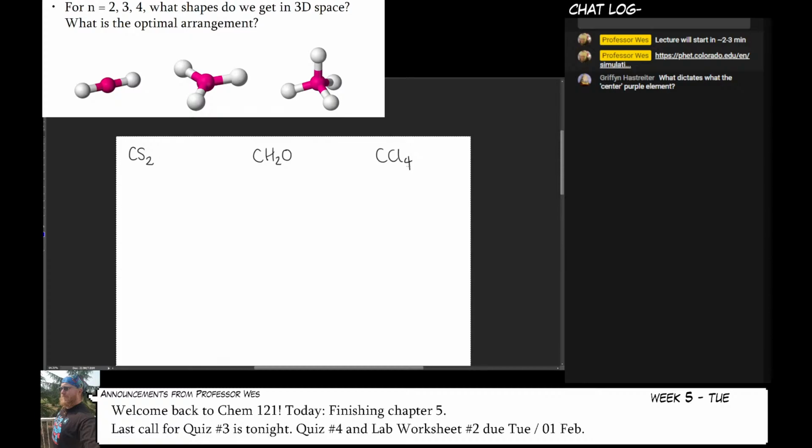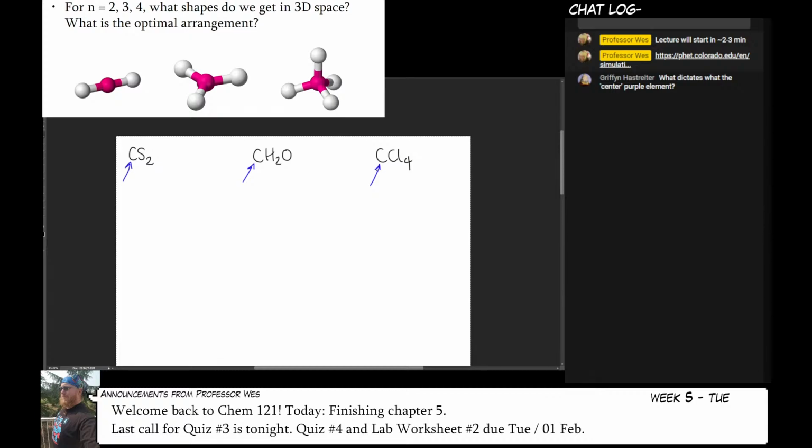What dictates the center purple element? The center element is going to be whichever element you would draw as central in the Lewis structure. Remember that in the formula, the central atom is the one that's listed first. So the purple element in the illustrations is always going to be the first element listed. That's the central atom.